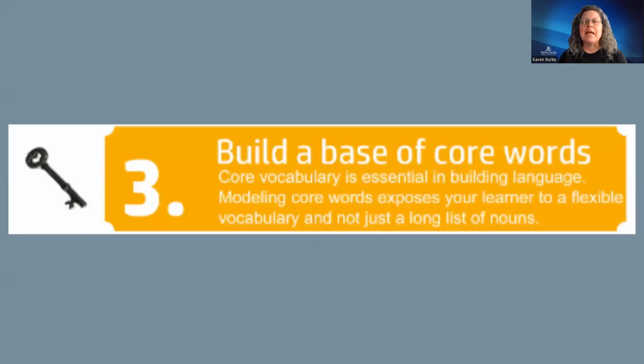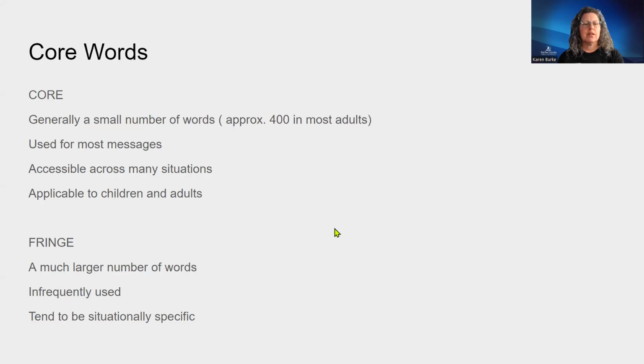Number 3, build a base of core words. Core vocabulary is essential in building language. Modeling core words exposes your learner to a flexible vocabulary and not just a long list of nouns. So core words are generally a small number of words, about 400 in most adults. They are used for most messages. They are accessible across many situations and applicable to children and adults.